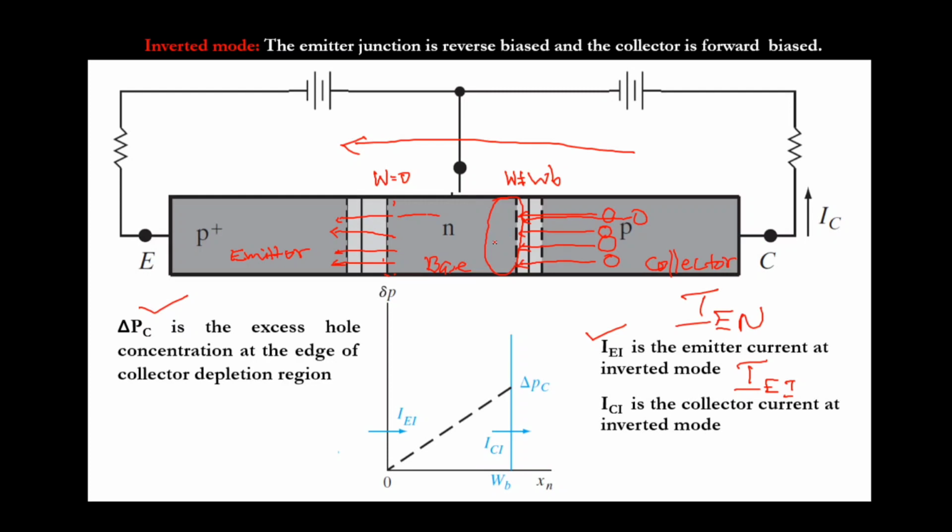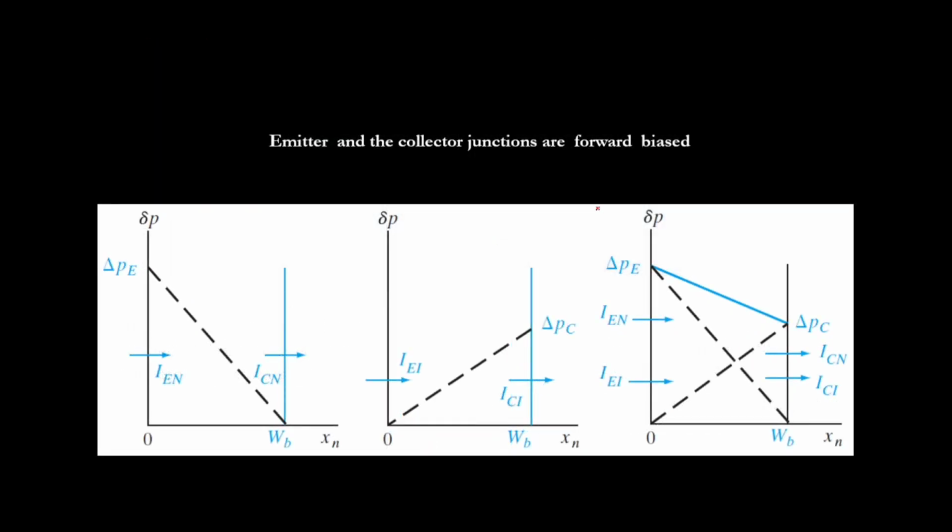So when I compare this, look at this, this is for normal active mode, this is inverted mode. In the third one, if emitter and collector junctions are both forward biased, no need to explain with the diagram. In this diagram, emitter junction is forward biased, and in this diagram, collector junction is forward biased. I am going to superimpose these two diagrams. I will get both junctions forward biased.